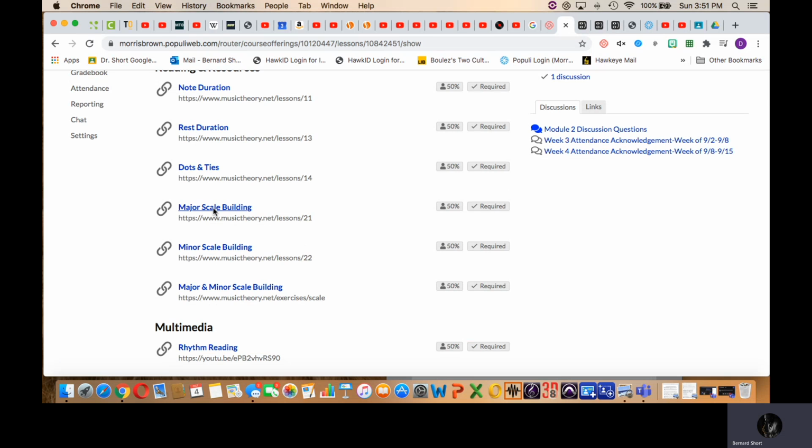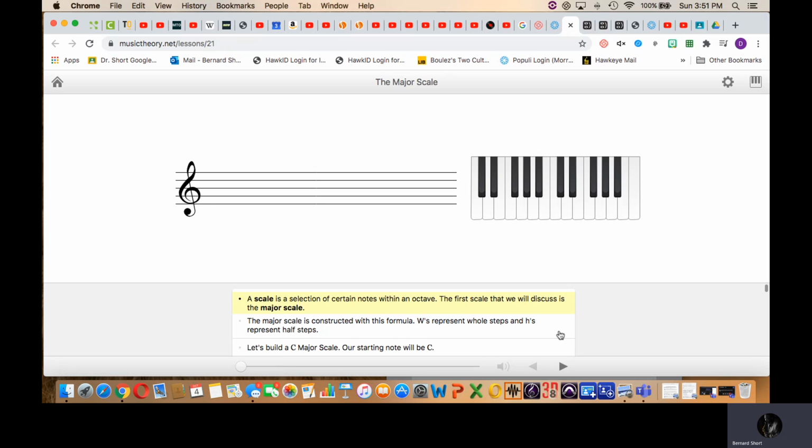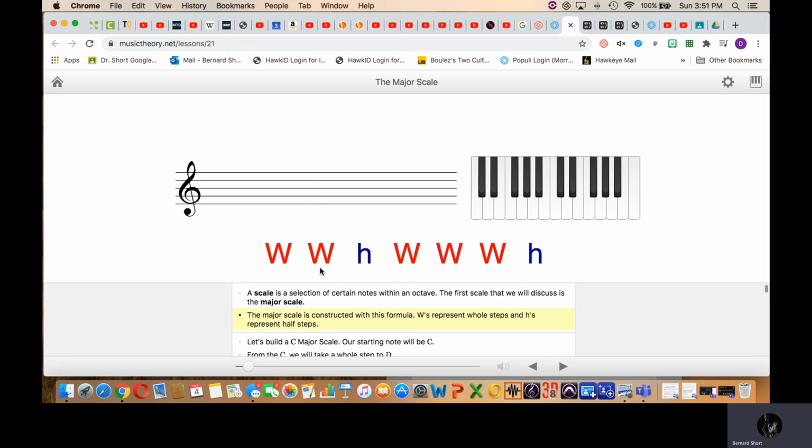Now, major scale building. Remember we talked about steps before? This is when steps become very important. That is the formula for a major scale, period. Accept it, commit it to memory. This is your basic foundation for everything else that we're going to build upon.